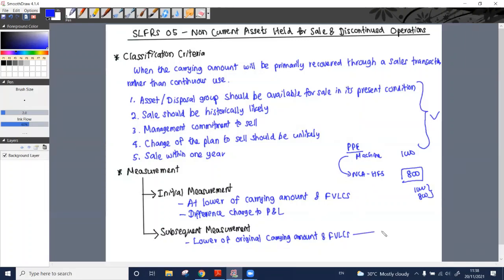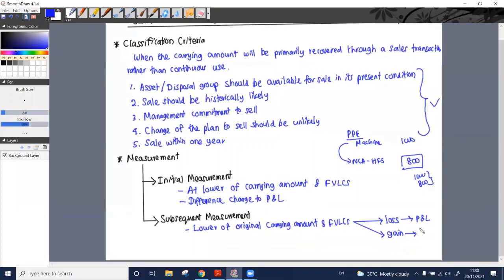So here, when it comes to subsequent measurement, if there is a loss, no issue, we can directly recognize it in our profit and loss. In subsequent measurement, if the value is lower, the difference can be debited to the PNL. We can charge it to the PNL. But if there is a gain, here you need to restrict the gain to the previously identified loss.